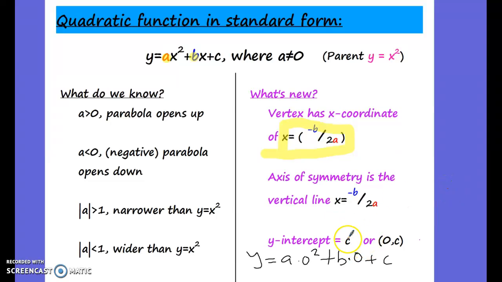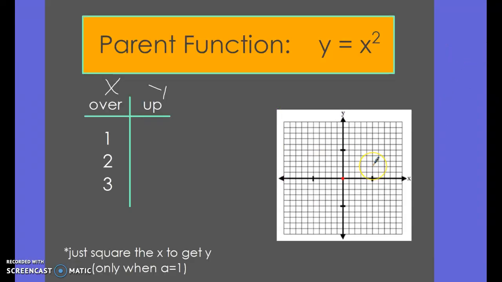Our y-intercept is always going to be our c value, again coming from that standard form. And if we look at this, well, we know for our y-intercept x is 0, so when we plug that in, that first term turns to 0, that second term turns to 0, and all we're left with is our c value. So that's how our y-intercept works in standard form.